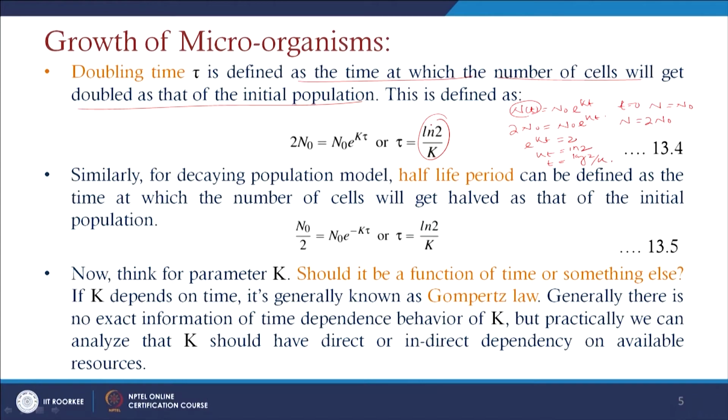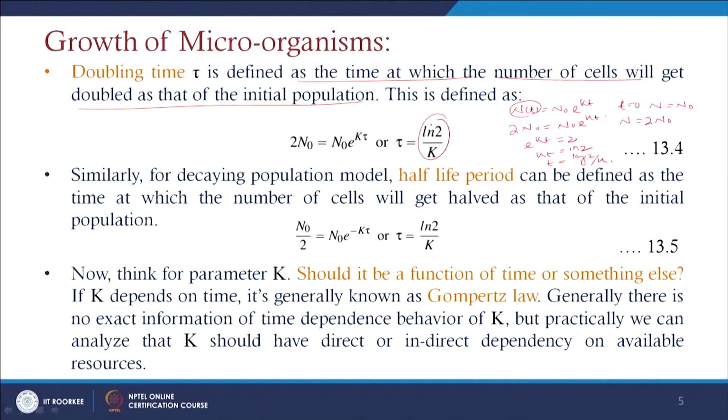Similarly, for a decaying population level, if we require the population size to be half of the initial population size, this is called the half-life period: the initial surviving population should be halved. So it can be defined as the time at which the number of cells gets halved. This means that N(t) can be replaced as N0 by 2, which can be written as N0 e to the power kt.